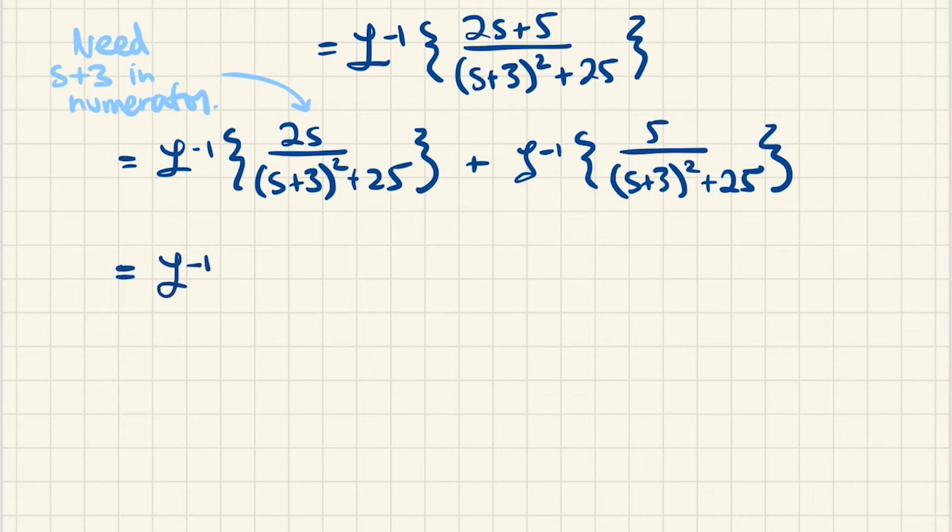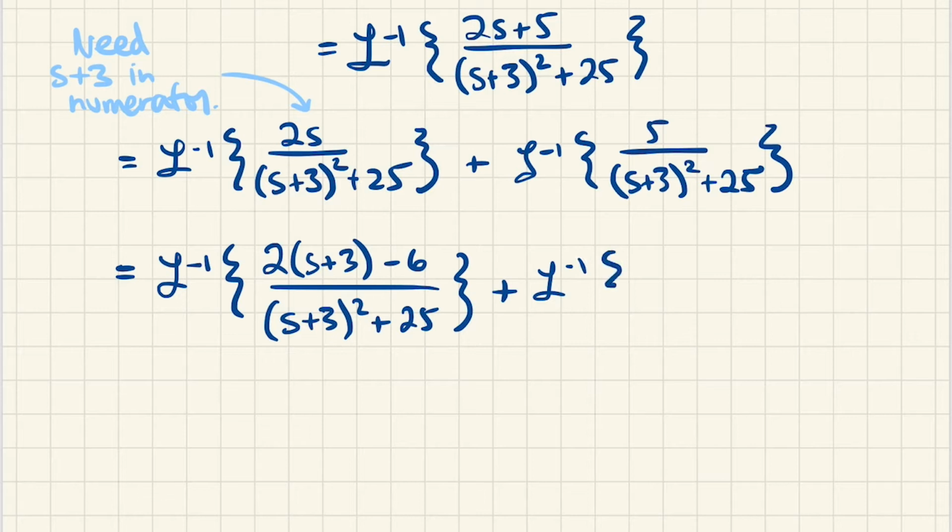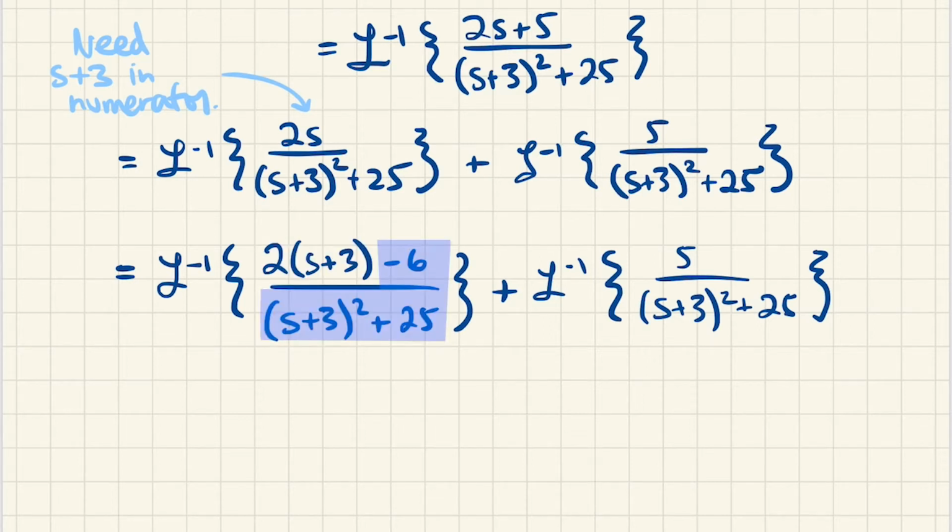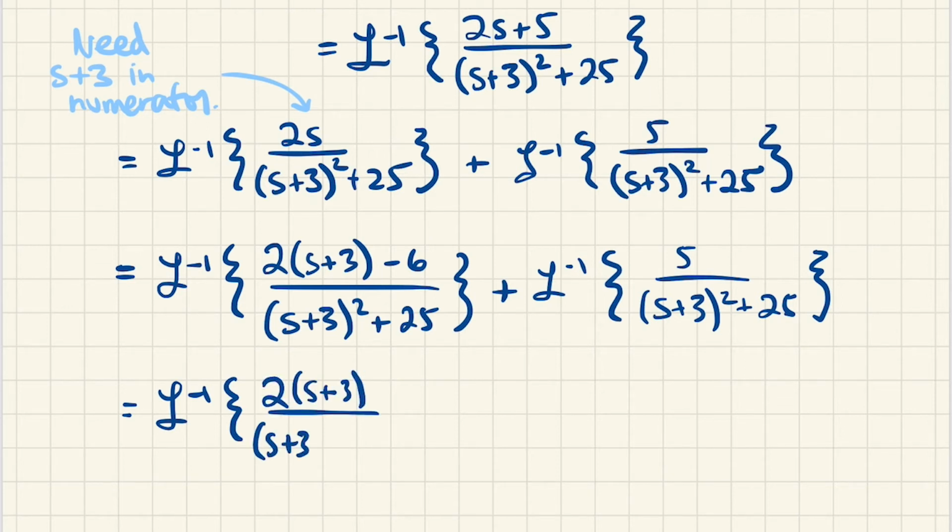So let's see here. We want this to be 2 times s plus 3. But to keep things balanced, we just added 6 to our numerator, so we need to subtract 6. And let's not jump the gun on this one yet, because actually we have what we want right here, and then the minus 6 can join over with the other one. So what we're going to get is 2 times s plus 3 over this.